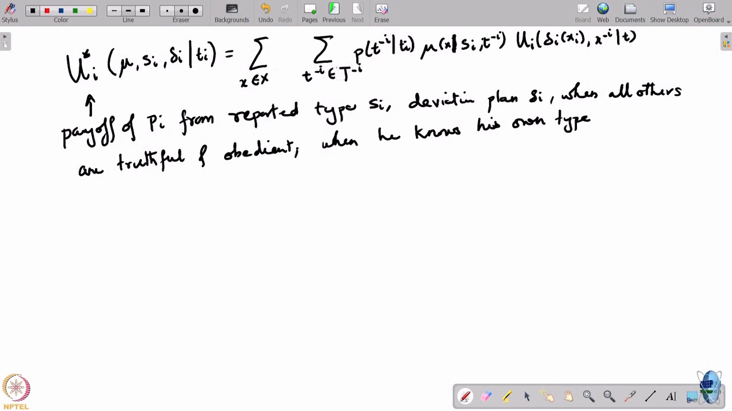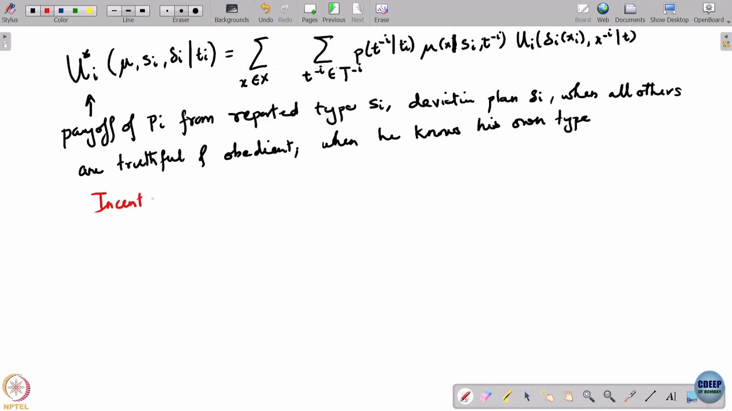Is this fine? So this is the payoff player I gets when he reports his type as SI, when his true type is Ti and has a deviation plan delta I, and all others obey and report their types truthfully. All right, so now we have once again the incentive compatibility constraints. What should it demand in terms of our notation? On the right I need to have what he gets when others obey but he does not. So that is just this u star I.